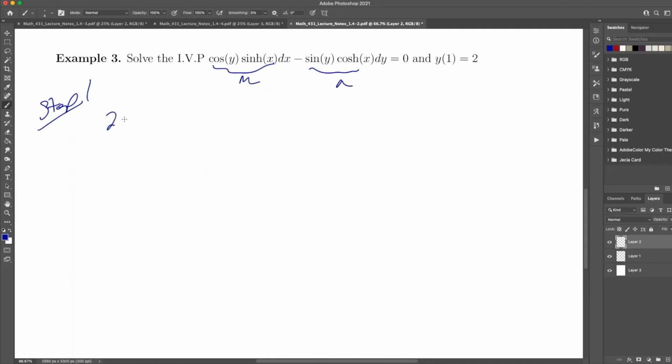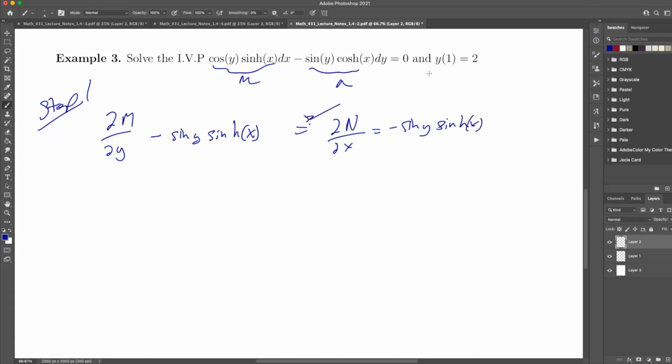So here we're going to take the partial of M with respect to y. If I take this with respect to y, I get minus sine of y, hyperbolic sine of x. Does this equal the partial of N with respect to x? Here I get minus sine of y, and then hyperbolic cosine just turns into hyperbolic sine. Are these equal? The answer is yes, so this is exact. Since it's exact, we can move forward. And so we go to step 2.